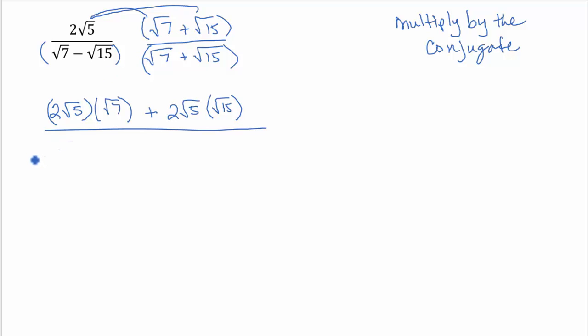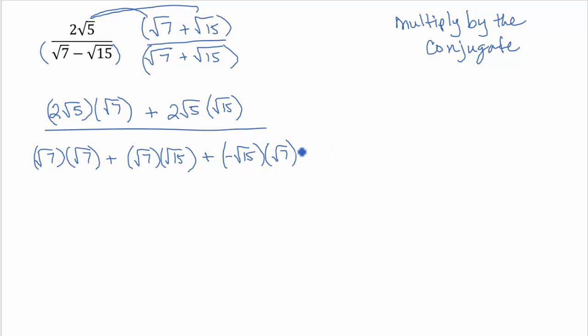The square root of 7 times the square root of 7, plus outer, square root of 7 times the square root of 15, inner, plus a negative square root of 15 times the square root of 7, and then last, plus a negative square root of 15 times the square root of 15. Okay. Excuse me. So we know we can combine what's under the radical. We can go ahead and multiply.